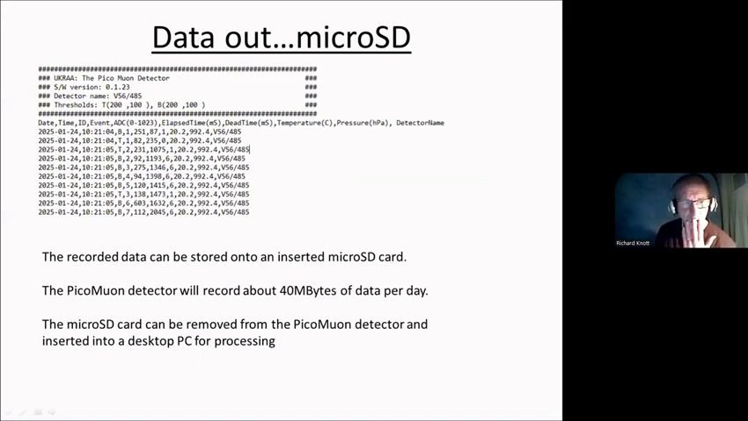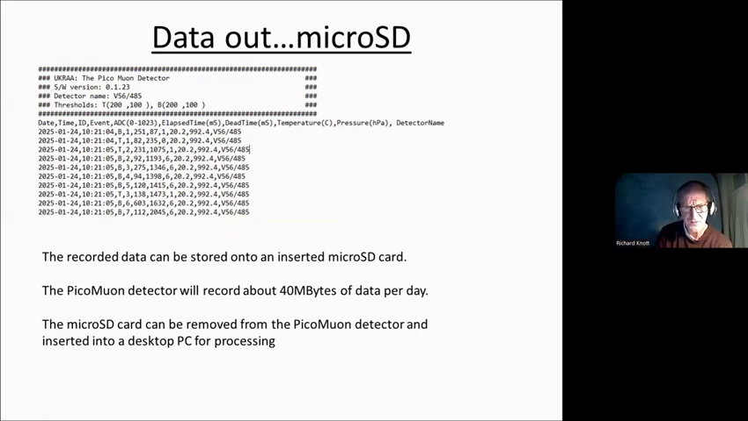Now, what does the data look like? Unlike the previous detector, data can be stored on the inserted micro SD card at any time. You don't have to upload any additional code to be able to store to the micro SD. The code will auto-detect an inserted micro SD card and allocate a file name, text, followed by a unique number for that file, and start storing data to the micro SD card.